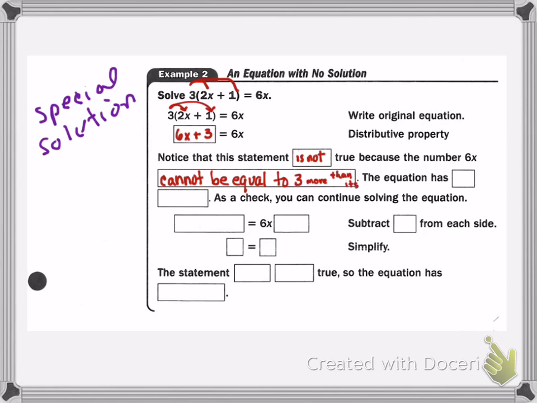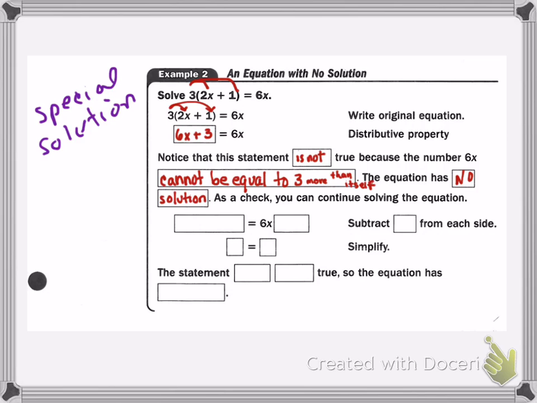I ran out of room there. I'll just write it underneath. There we go. 3 more than itself. So you can't have the number 6x and then add 3 to the same thing and have it be the same. So this equation has no solution. Again, when you get a value and it cannot be equal to itself, that has no solution.